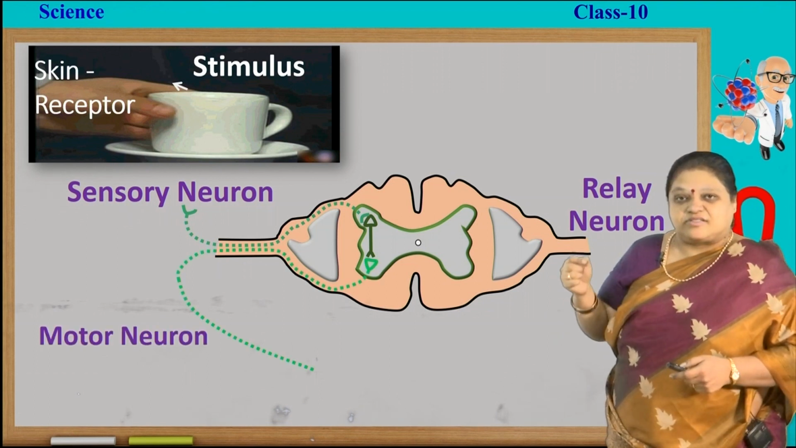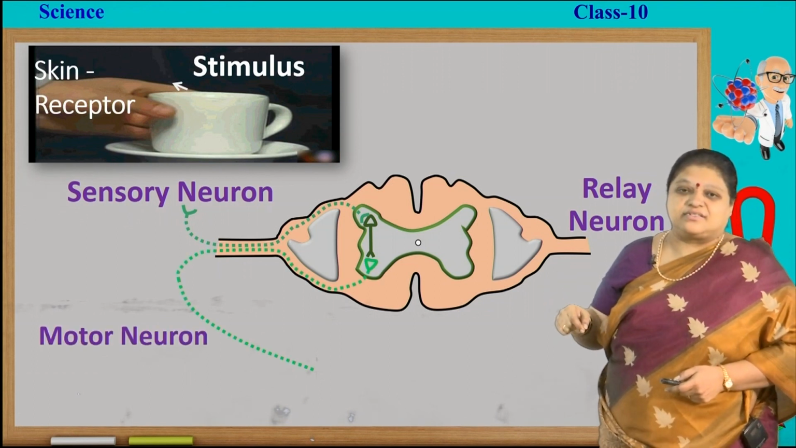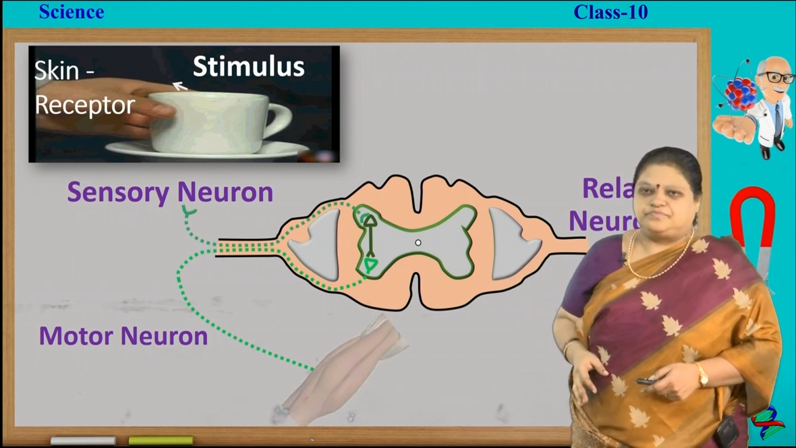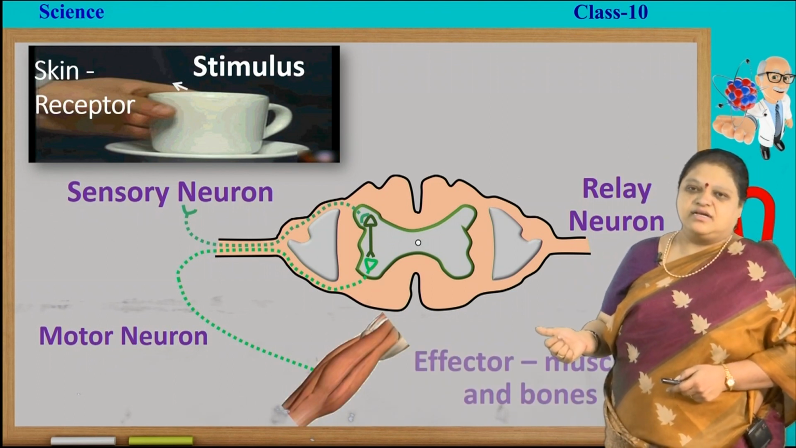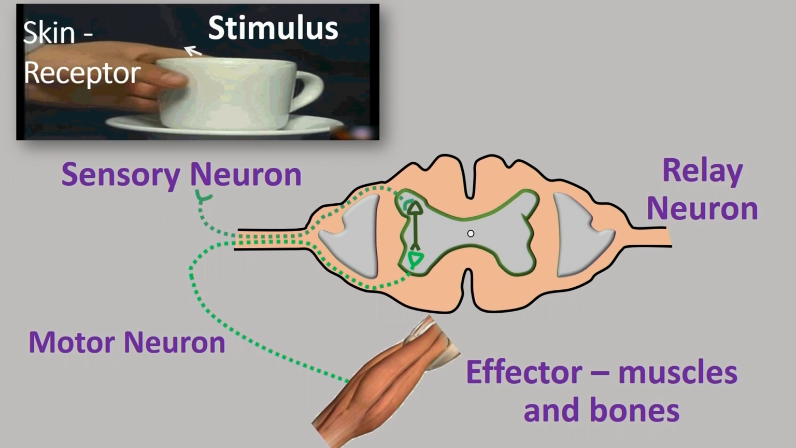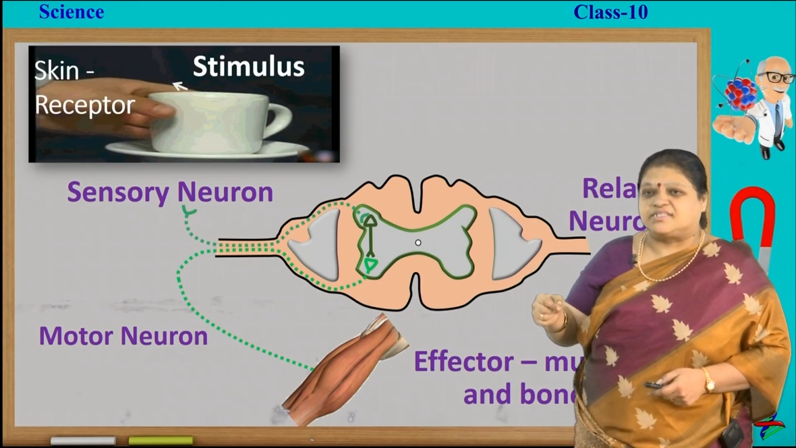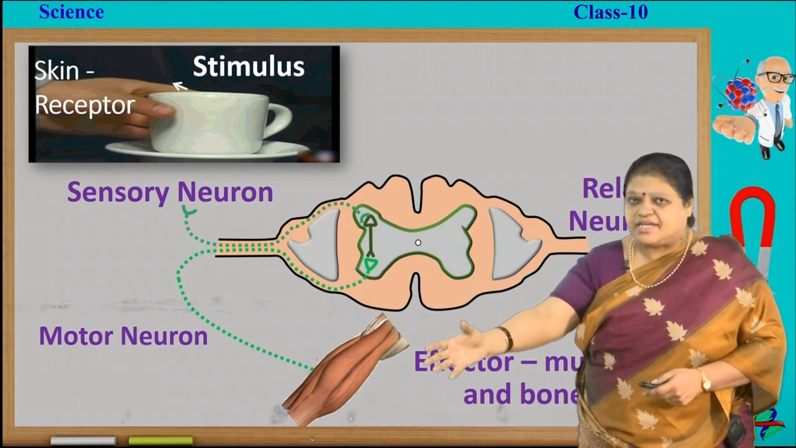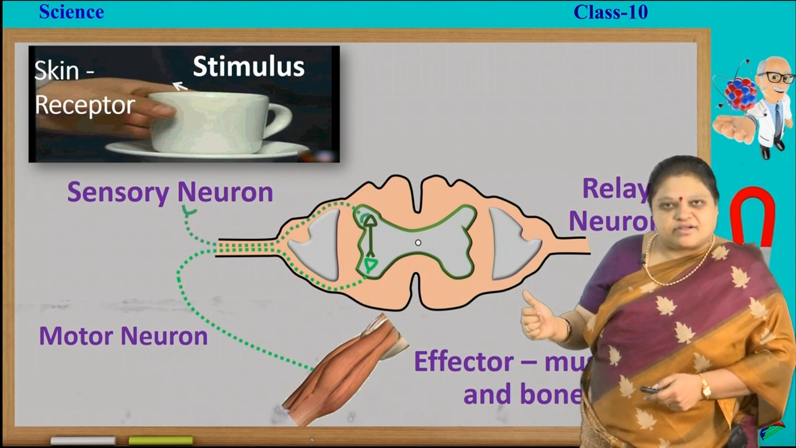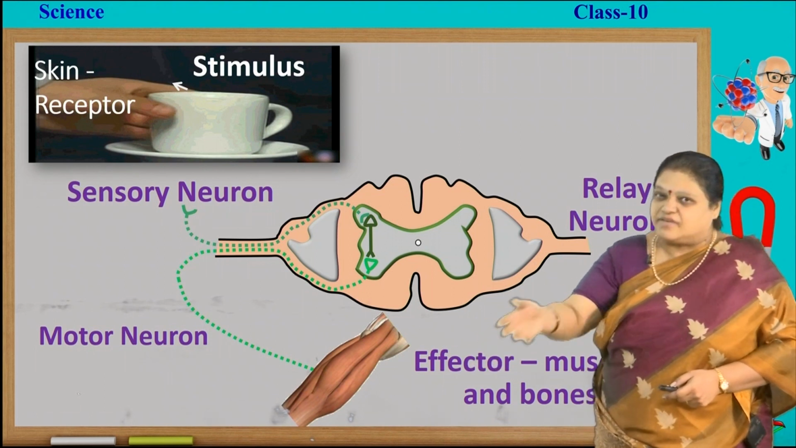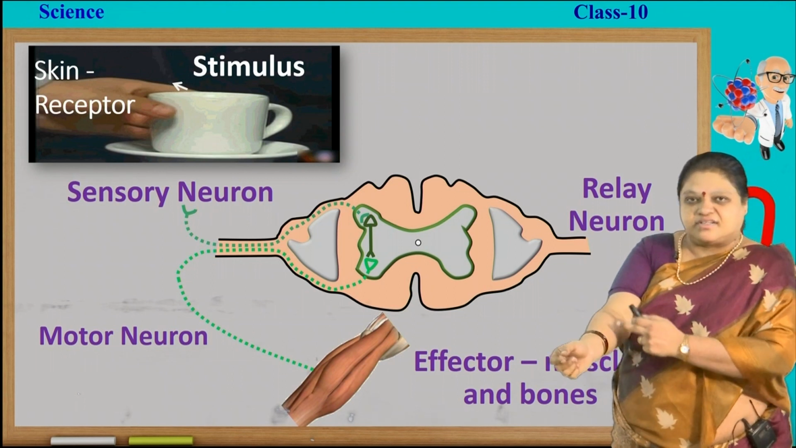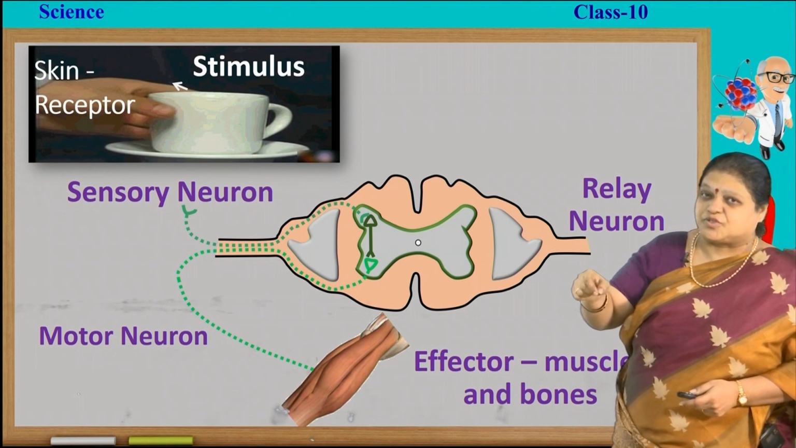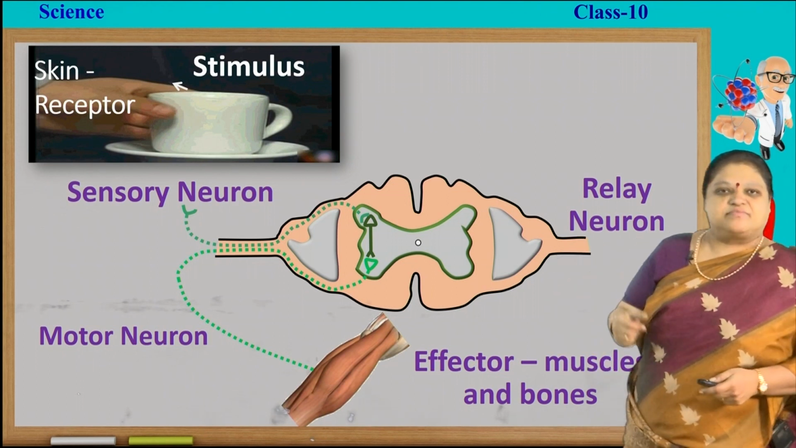Next, from there it has to go to the muscle. So, that is called the motor neuron. The motor neuron should go to some effector. So, here the effector is the hand, muscles and bones. That motor neuron is going to a part where action, movement, is taking place; he has to lift the hand. That is why it is called the motor neuron, and finally, he lifts his hand. That means the muscles and the bones are helping him to take it away. So, that is called the effector, where the action should be effected. It is usually muscles and bones.